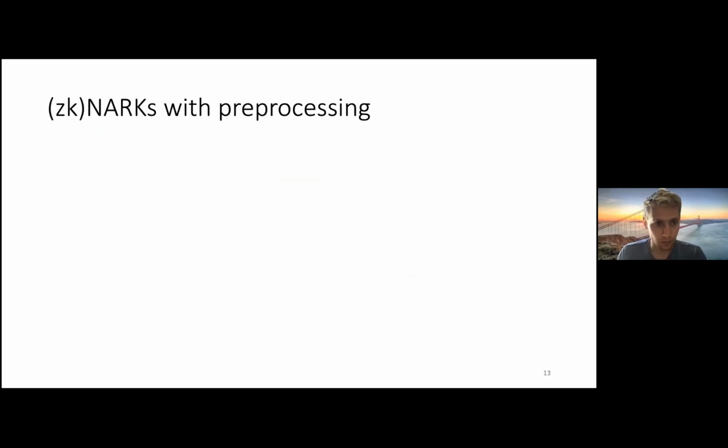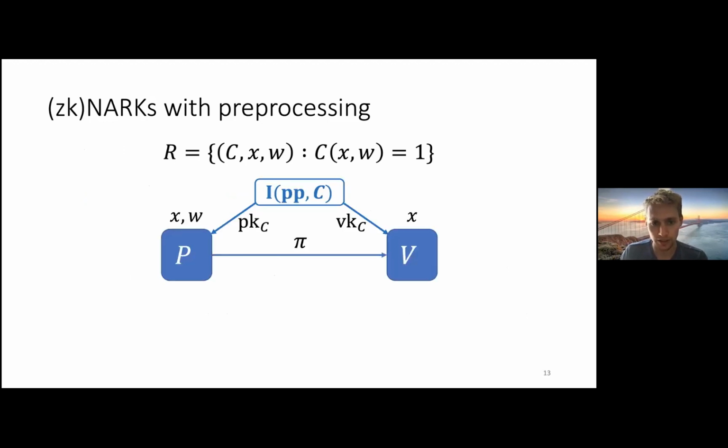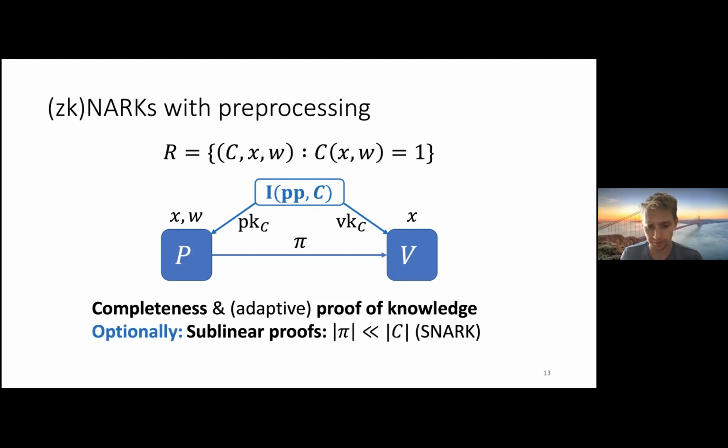What we need to construct this is a ZK NARK, not a SNARK, with preprocessing. We construct a ZK NARK for a relation, and we have an indexer. Our relation is formulated as a circuit. The circuit takes in an input x and a witness w, and the indexer preprocesses the circuit and outputs a proving key and a verification key, which depend on the circuit. Then the prover gets his input x and the witness and produces a proof, and the verifier only gets the input x and the proof, as well as the verification key. What we need is that this is complete and that this is an adaptively secure proof of knowledge. And optionally, if it's a SNARK, then we also require that the size of the proof is much smaller than the size of the circuit.